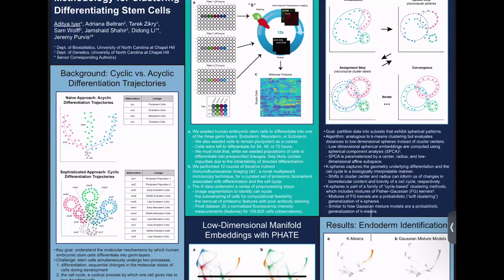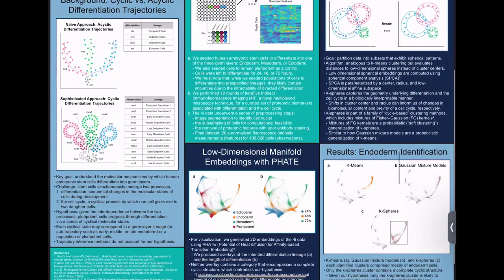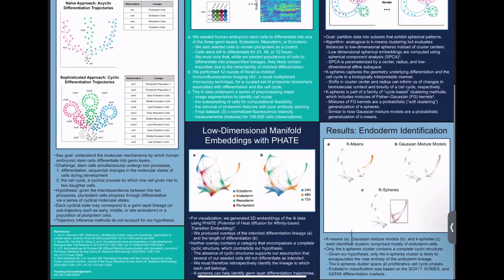Finally, we move on to our results. We compared K-spheres to K-means and Gaussian mixture model clustering. With each method, we used the SOX17, EOMES, and GATA6 markers to identify the cluster that most likely corresponds to the endoderm lineage. The clusters are overlaid on the PHATE embeddings. As you can see, only the K-spheres cluster seems to encompass a complete cyclic structure. Therefore, given our cyclic differentiation trajectory hypothesis, only the K-spheres cluster is likely to encompass the near entirety of the endoderm lineage.